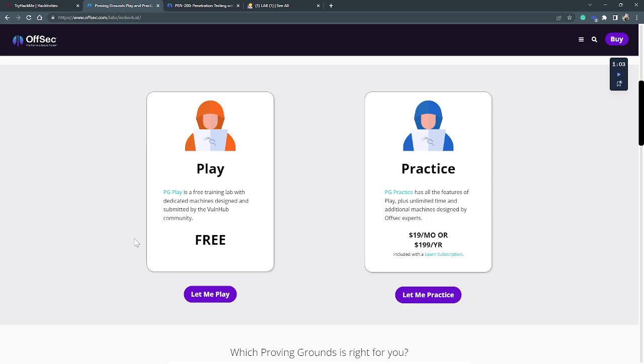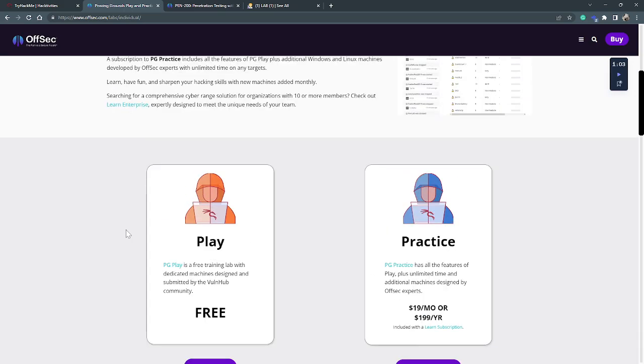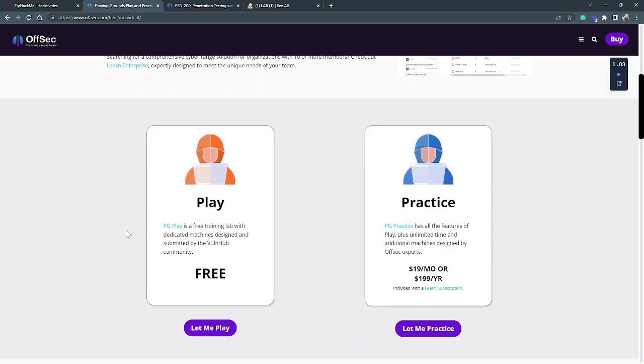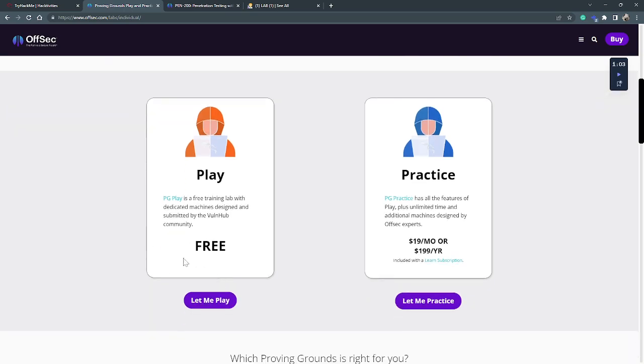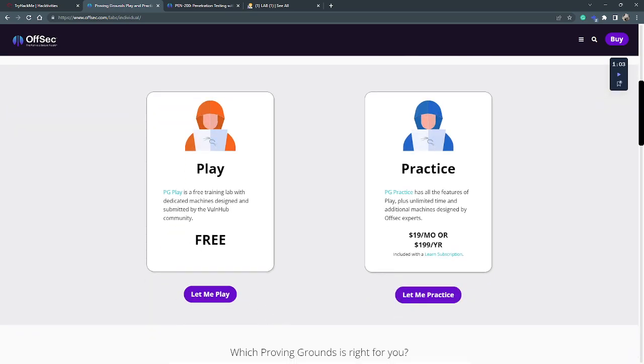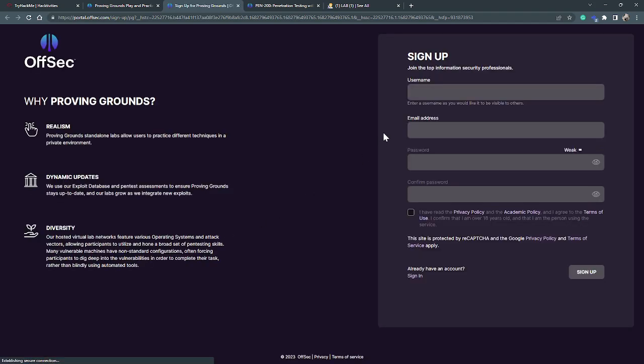So on to what I think the best practice for the OSCP is after the labs and the actual course itself: your Proving Grounds here. So they have it in two different flavors. They have Play and Practice. Play is for free. It says it right here. You get access to different machines that are available, and it's really going to be great practice for you to get to your OSCP. Why do I say that?